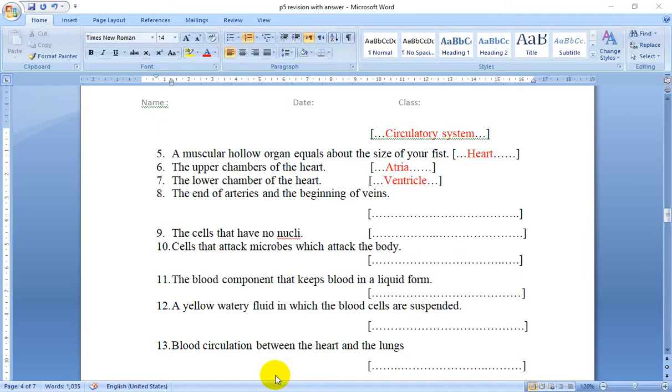The end of arteries and the beginning of veins, the network between them, this is blood capillaries.